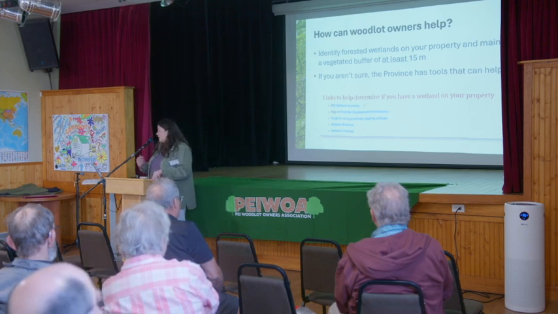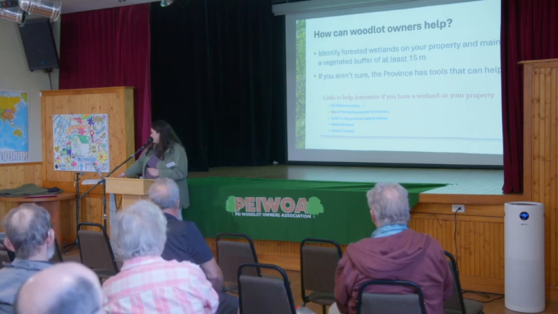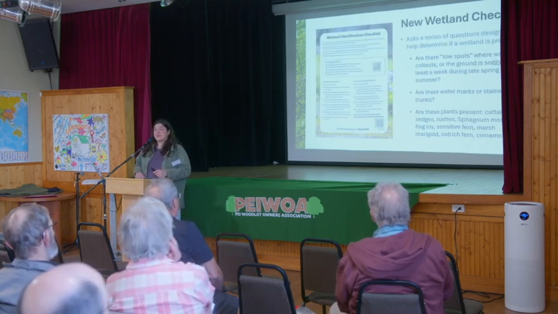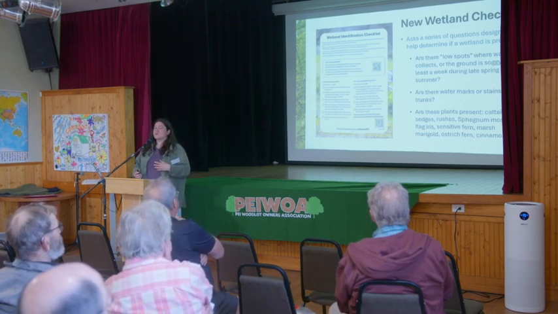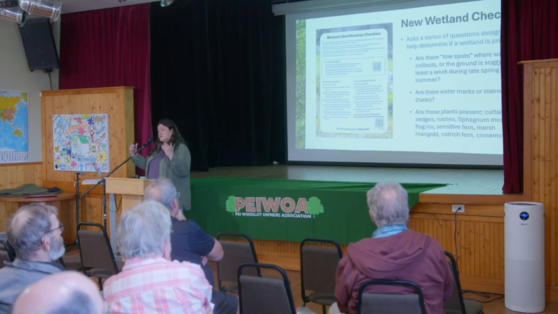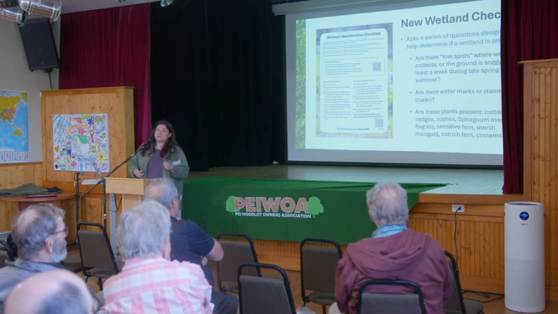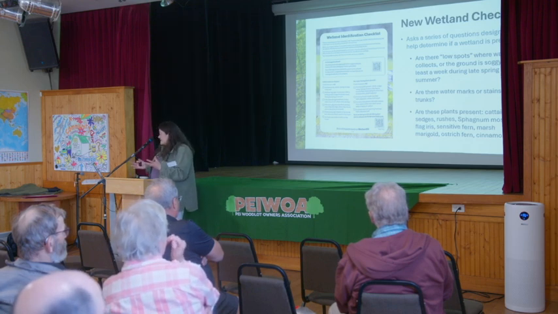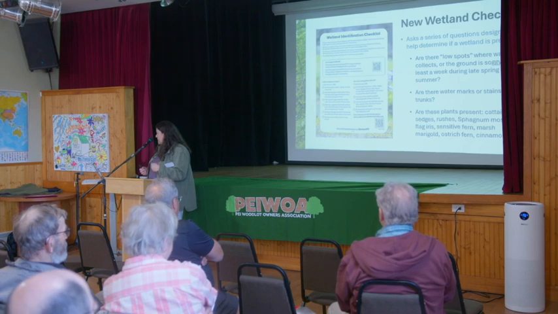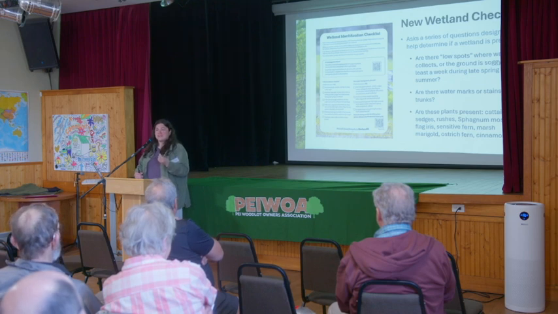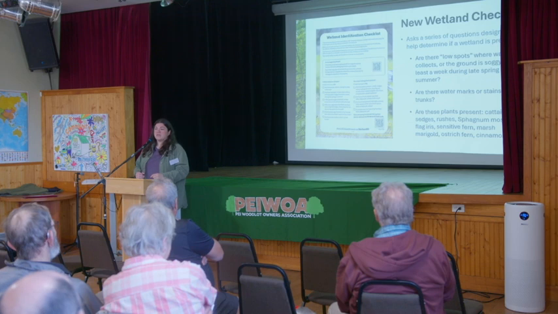We also have a wetland brochure and this new wetland checklist, which is just a two-sided page that asks you some common sense questions, I suppose. It asks you if there are any of these common wetland plants. Are there any low spots where water collects or the ground is soggy for at least a week during the spring? Are there watermarks or stains on trees? Are there any plants like this present? So cattails, sedges, rushes, sphagnum moss, etc. It's asking you this series of questions, and at the end, if you have answered yes to any of them, they're saying you may have a forested wetland and you should contact the department. So this is a new tool that we're hoping folks will use so that we can avoid some of those conflicts in the future.